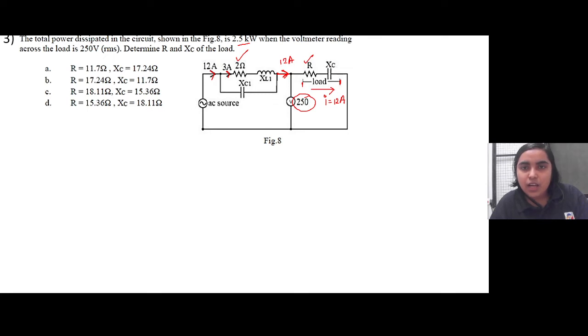So when we know the current across this branch, and we have the resistance, and we have the total power that is dissipated, we can calculate the value of R, right? So power is I square R, which is given by this 2 ohm resistance into the current flowing through it, 3 ampere, I square, plus here the resistance is unknown, so it is R, and the current flowing through this is 12 ampere, so 12 square, and this is given as 2.5 kilowatt, right?